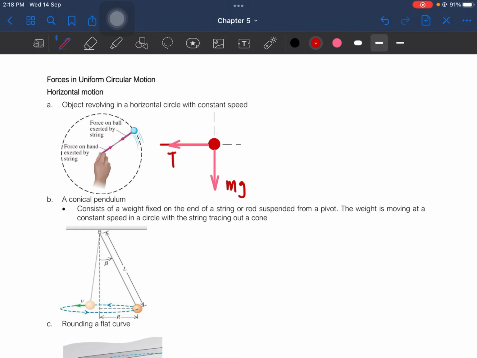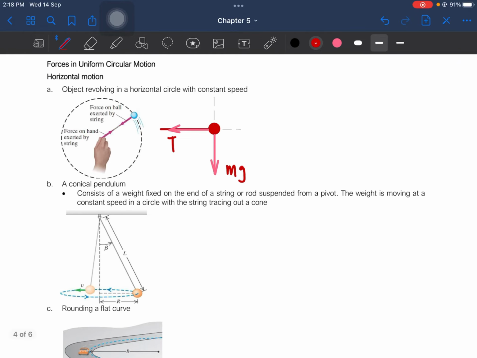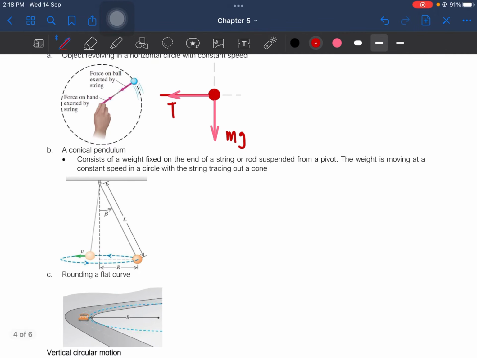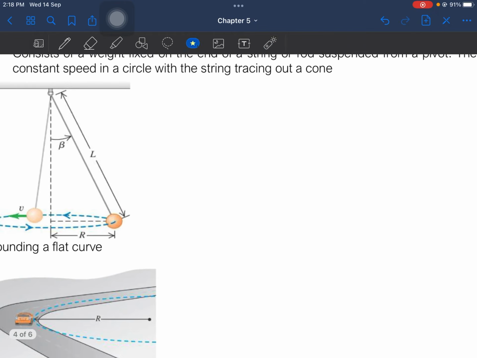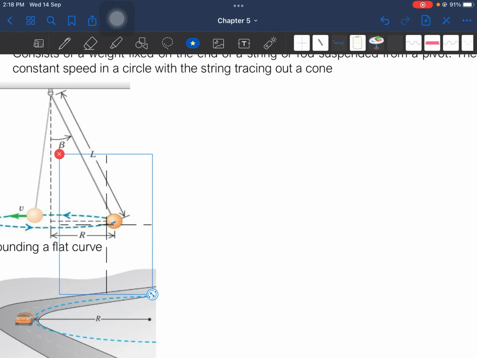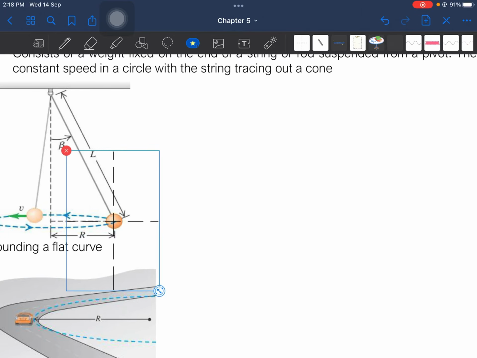Okay, now we will look at the conical pendulum. A conical pendulum consists of a weight fixed at the end of a string, or rod, suspended from a pivot. The weight moves at a constant speed in a circle, with the string tracing a cone. So you can see it looks like a cone here. Now we will draw the free body diagram too. Basically we are going to focus on this view.